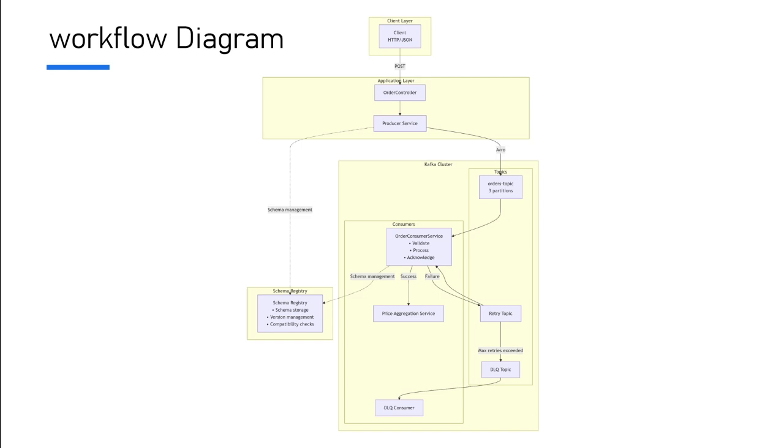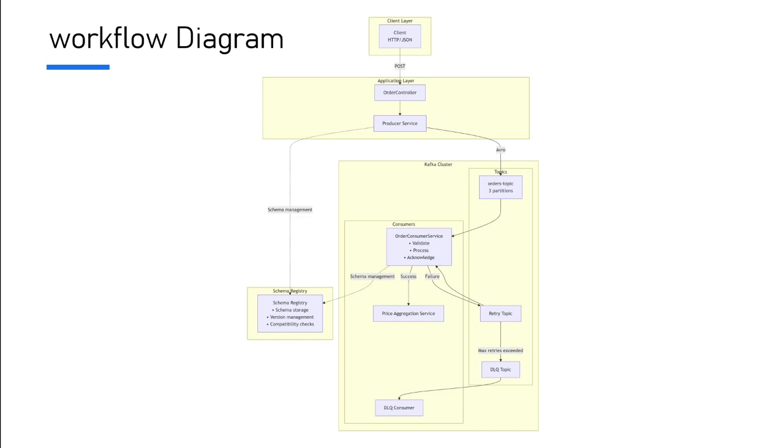If after three retry attempts the message still fails, we consider it a permanent failure. At this point, the message is moved to the dead letter queue where it is logged for manual investigation. This prevents bad messages from blocking our pipeline while ensuring we do not lose any data.